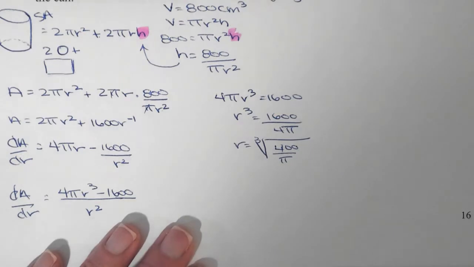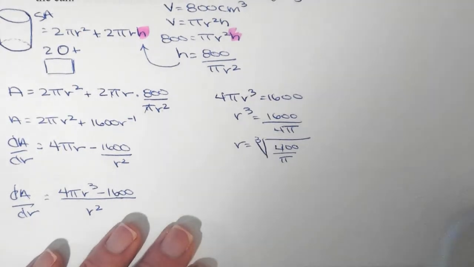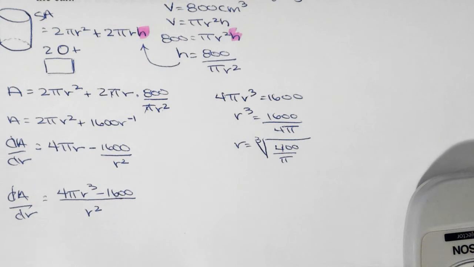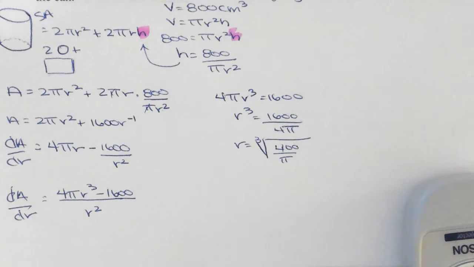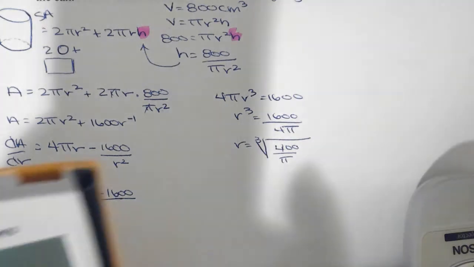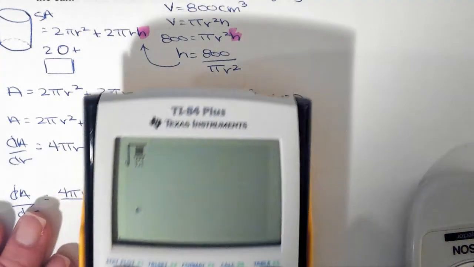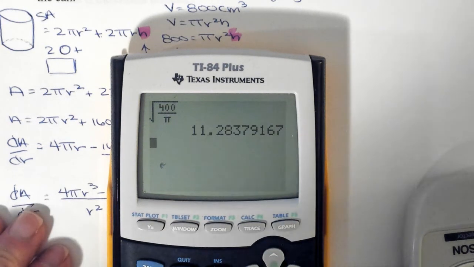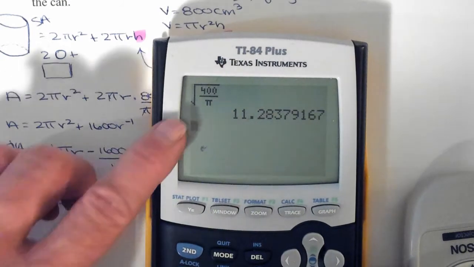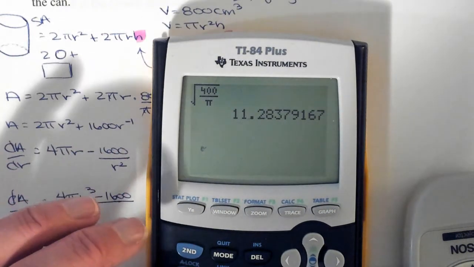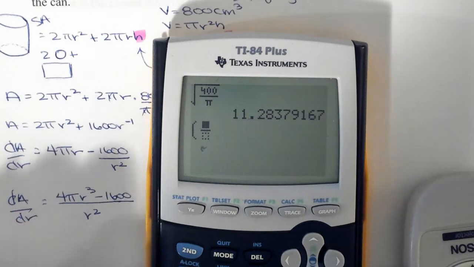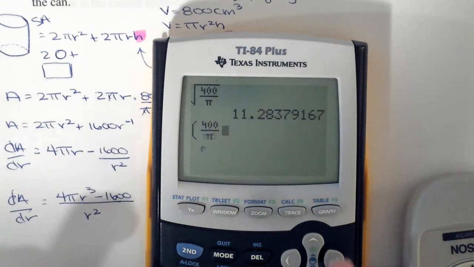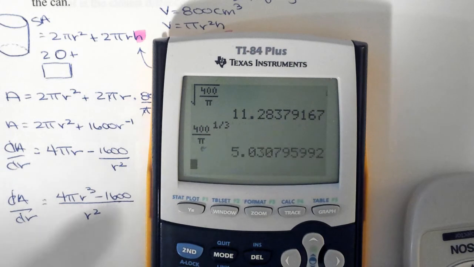The cube root of 400 over pi? It depends on how you put it in your calculator. Hang on. Yeah, that's what I got. You have to be careful how you put it in your calculator. I got 5.031. Okay, so if you have 400 over pi. Ooh. Because I only took the second root. Square root. I got it. I was like, none of us are right. 1 divided by 3. Okay, there we go.